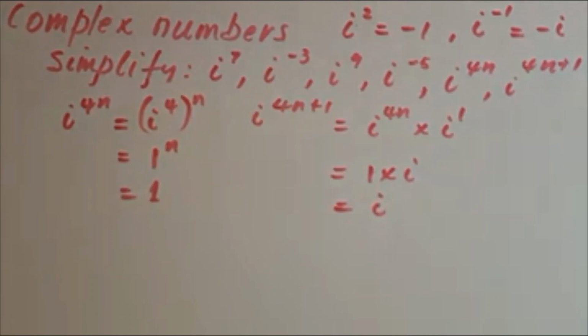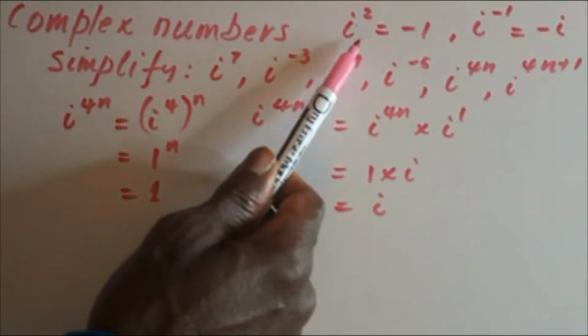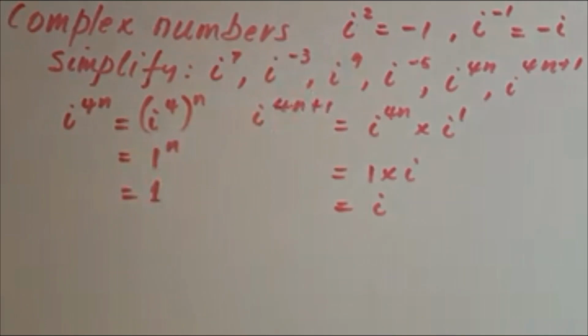So there you are. We've simplified these complex numbers by just using these two equations. I squared equal to minus 1, and I raised to the minus 1 is equal to negative I.